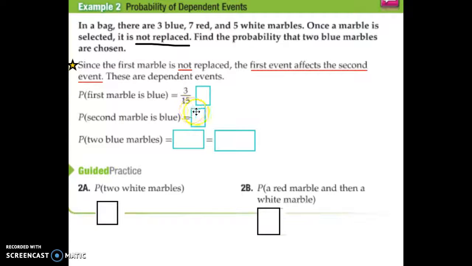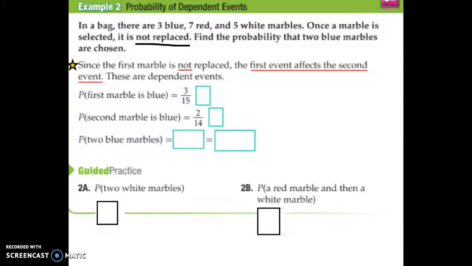Now, after I drew, let's say I drew that first blue marble, what's the probability of drawing a second blue marble if I didn't put that back? Well, now how many blue marbles are left in that bag? Now there's only 2 blue marbles. And how many marbles total? 14, because there's 1 less total marble in there. So now it's 2 out of 14, which is 1/7.